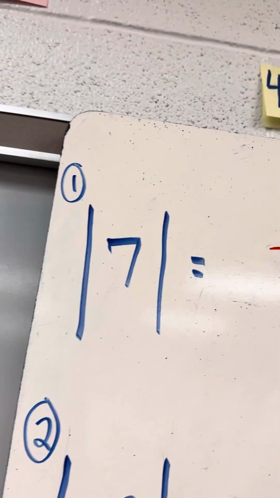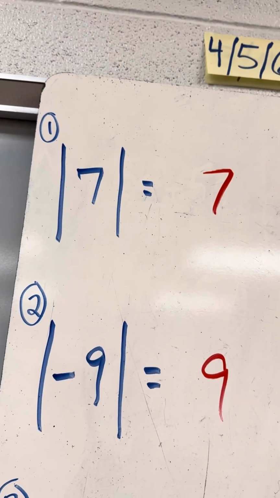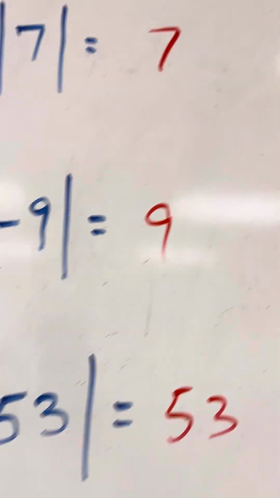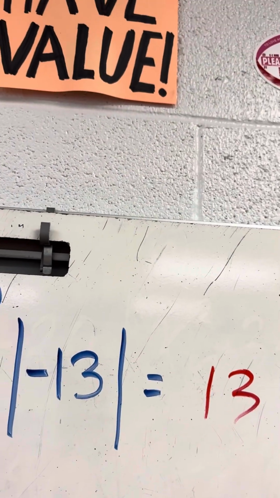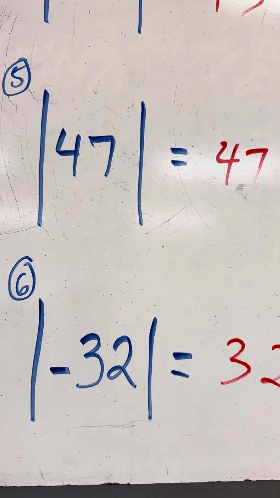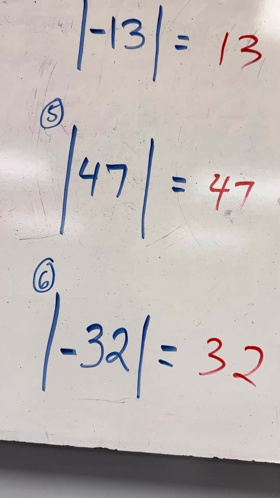Absolute value of 7 is 7. Absolute value of -9 is 9. Absolute value of 53 is 53. Absolute value of -13 is 13. Absolute value of 47 is 47. Absolute value of -32 is 32.